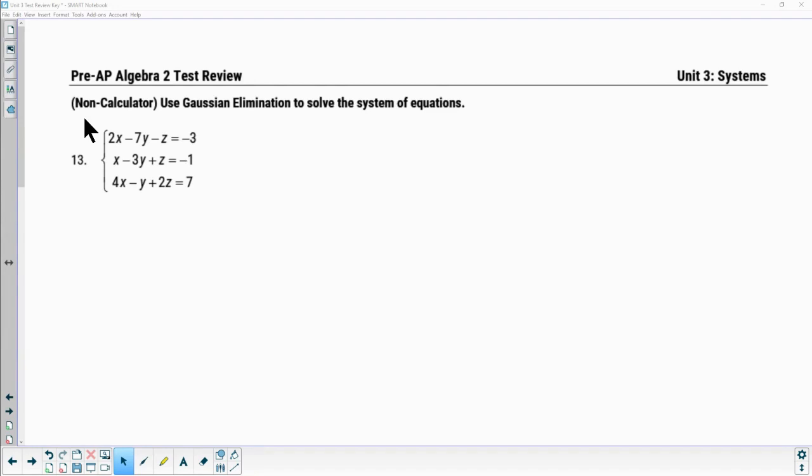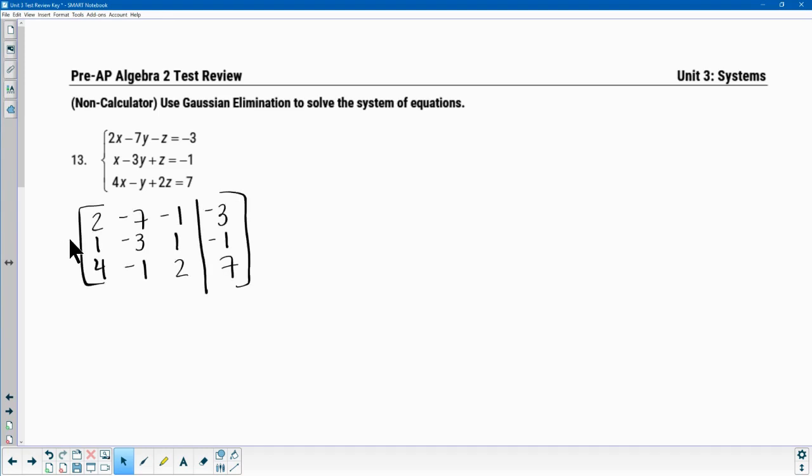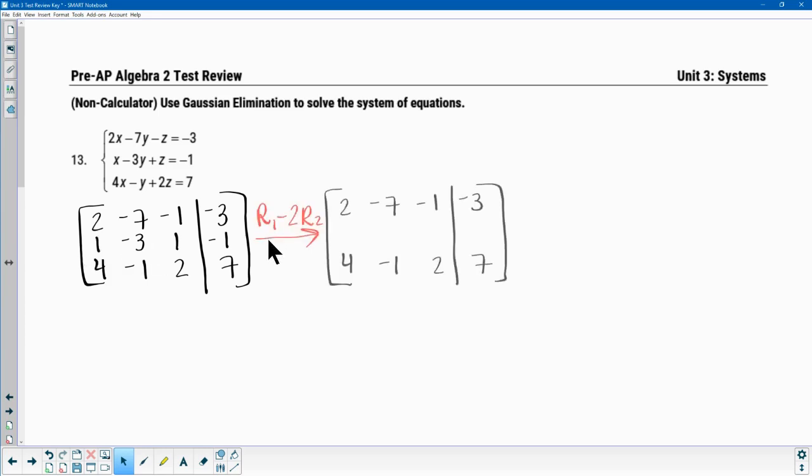Number 13 is a Gaussian elimination problem. The first thing you're going to want to do is write your systems as an augmented matrix. Remember, you're only taking the coefficients and the answer value. Once you've done this, it's time to decide what row operation you want to perform. Typically, I recommend starting with the value in the second row, first column. So what I'm going to do is apply row 1 minus 2 row 2. So that's going to make this value become a 0.